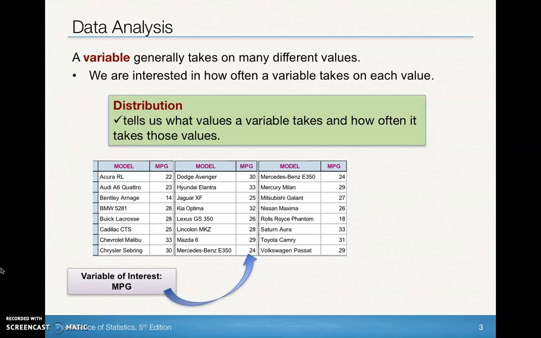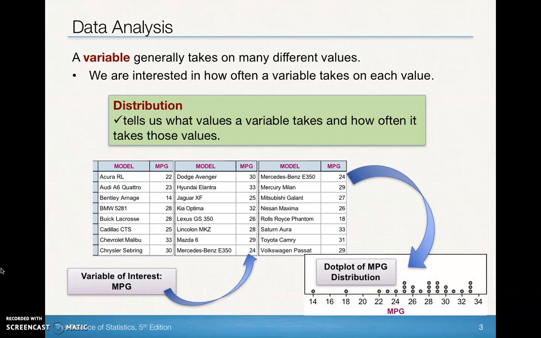So if we wanted to compare the miles per gallon across the different car brands, we would want to look at a distribution of all these miles per gallons. And so I would plot, in this case on a dot plot, all the miles per gallons and compare how they're spread. You can see the lowest miles per gallon is 14 and the highest is about 33. So by graphing it, you're able to see this distribution of all of the miles per gallon.